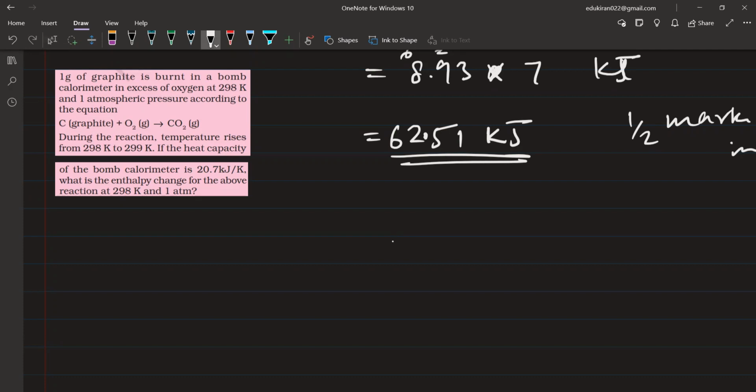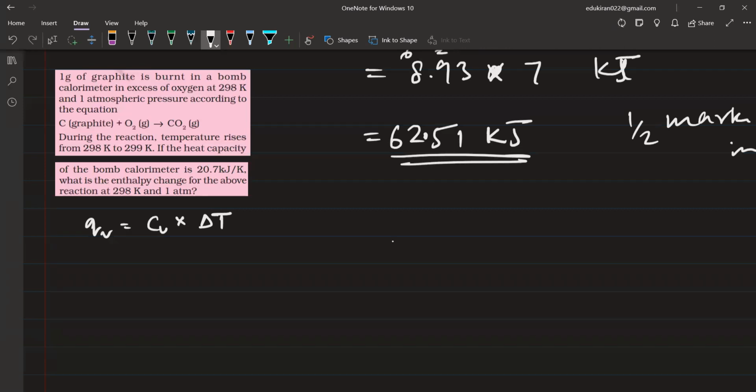Write this question, guys, all of you. See, 1 gram of graphite is burned in a bomb calorimeter in excess of oxygen at 298 Kelvin at 1 atmospheric pressure, according to the equation. Okay. Now, in bomb calorimeter, QV is equal to CV into delta T. We are calculating the heat exchange at constant volume.